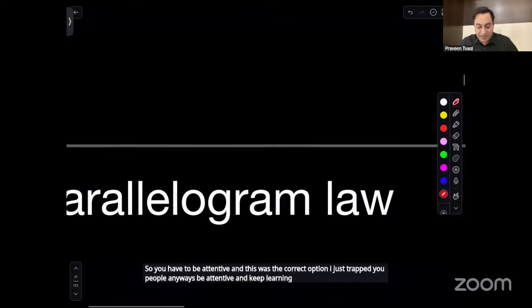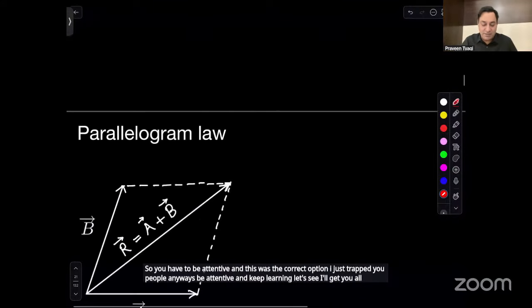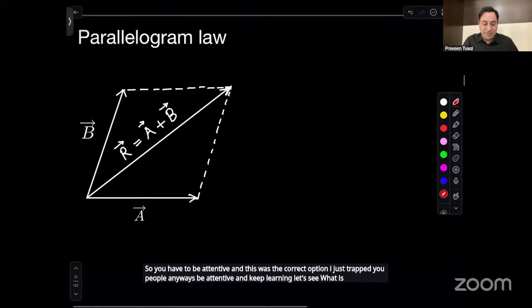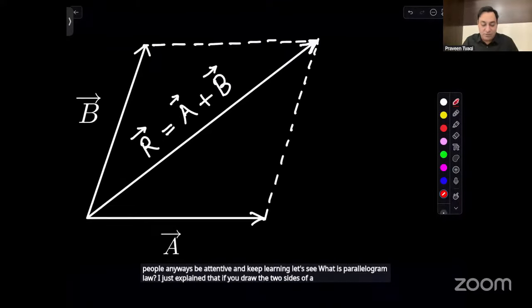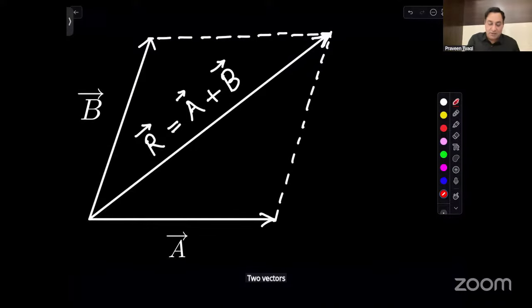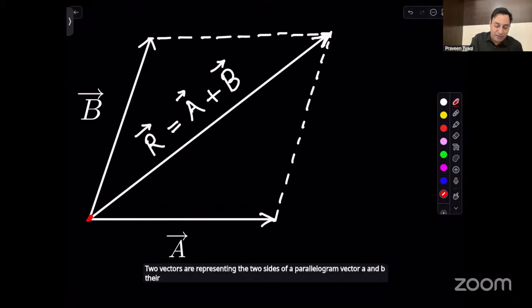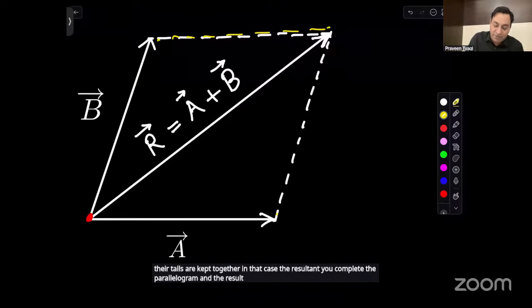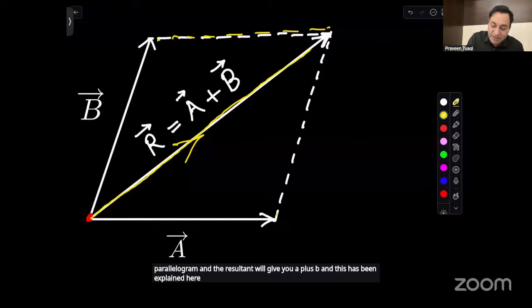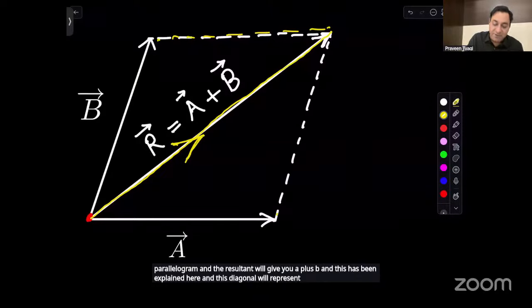Let's move ahead. What is the parallelogram law? I just explained that if two vectors, A and B, represent the two sides of a parallelogram, with their tails kept together, then you complete the parallelogram and the resultant will give you A plus B. And this has been explained here. This diagonal will represent A plus B.